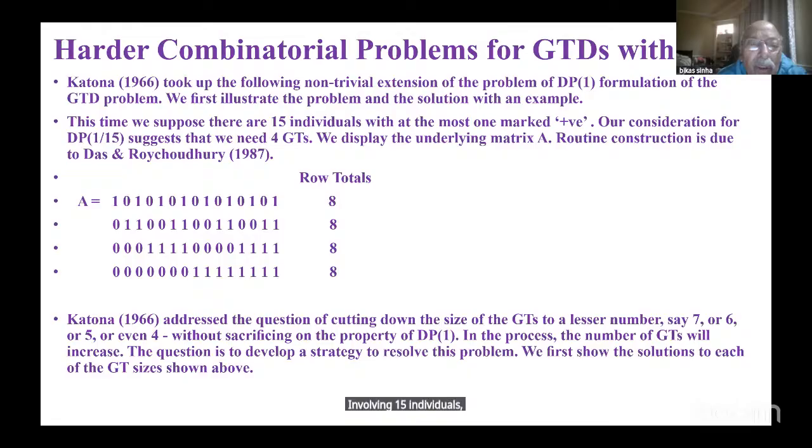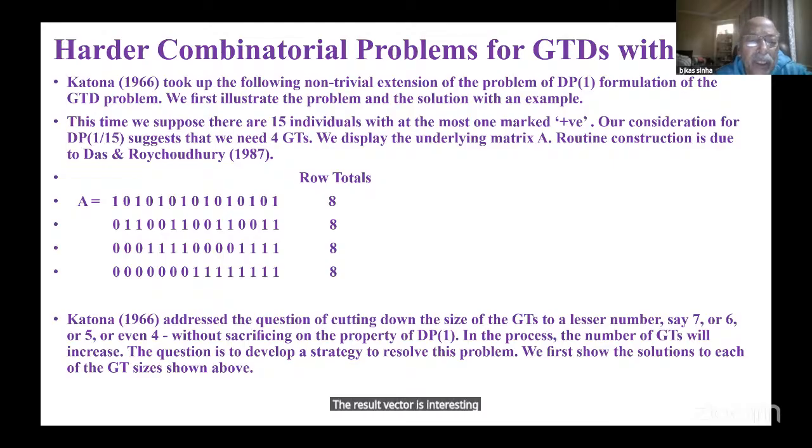We know for sure that at most one of them is positive. All these column vectors are distinct, and this gives us an example of a group test involving 4 group tests out of 15 individuals, and we can use these results. Whatever result we get over here, the result vector is interesting.